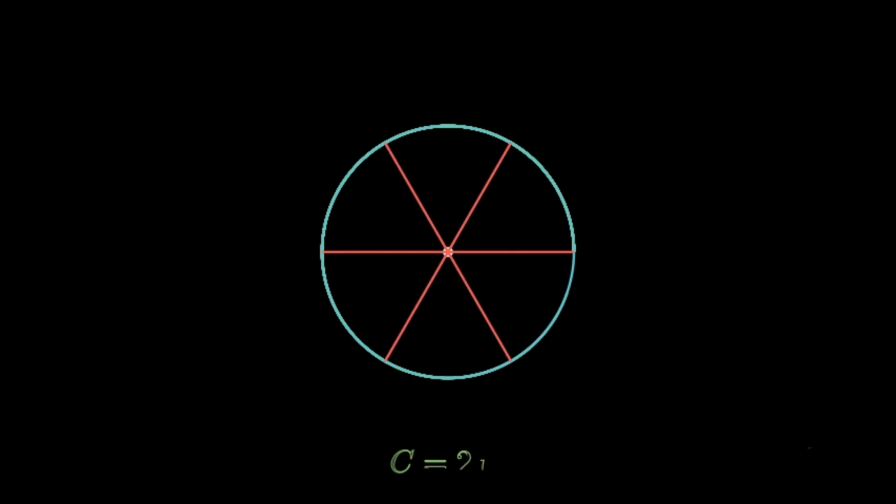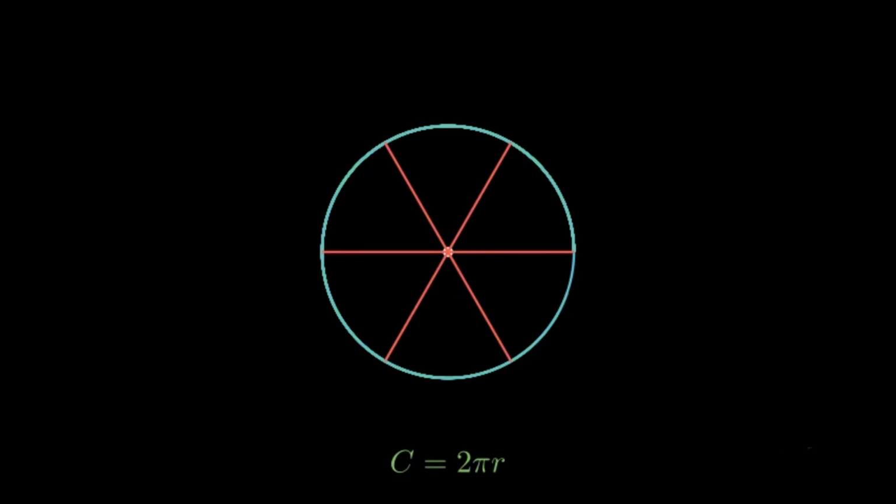Now let's return to our full circle and visualize how 2 pi radius lengths actually fit around its circumference. Imagine drawing radius lines from the center outward, like spokes on a wheel. Each of these red lines is exactly 1 radius length. If we were to take these radius lines and place them end to end along the circumference, we would need exactly 2 pi of them to go all the way around. This is why the circumference equals 2 pi times the radius.